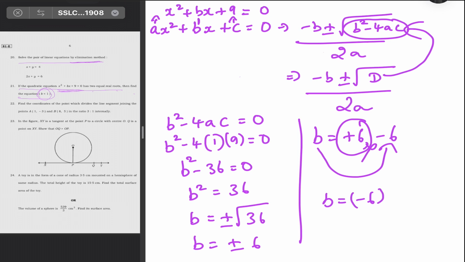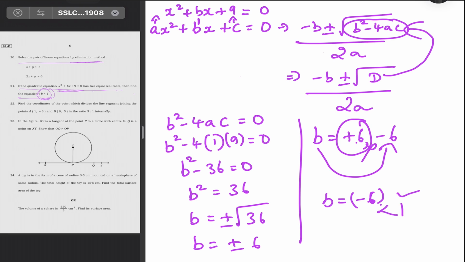What is the reason? Because in the question itself, it is mentioned that the value of b to be considered should be less than 1. Since plus 6 is greater than 1 and minus 6 is less than 1, this is the answer.